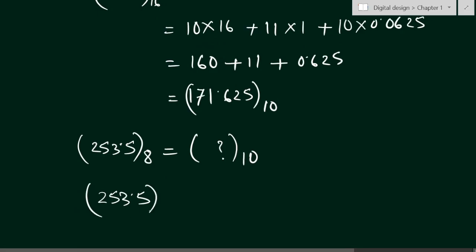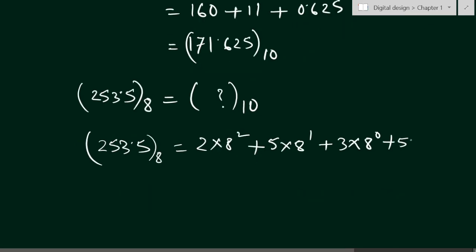So you can write 253.5 in octal equal to 2 into 8 square, this is the third digit, plus 5 into 8 to the power 1, plus 3 into 8 to the power 0, plus 5 into 8 to the power minus 1. So we'll have 2 into 64, plus 5 into 8, which is 40, plus 8 to the power 0 is 1, so 3, plus 5 by 8.